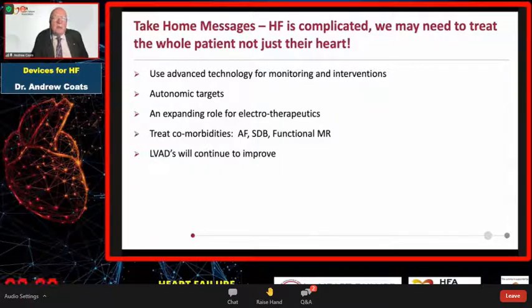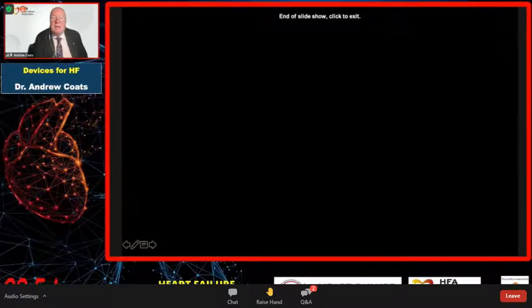So we have treatments for sleep apnea, we have treatments for baroreflex activation, blockade of sympathetic nervous system, which is non-cardiac, autonomic targets, an expanding role for electrotherapeutics, treating comorbidities such as sleep disordered breathing, functional MR, and of course, we will see further improvement, miniaturization, and better batteries for left ventricular assist devices. Happy to stop there and take any discussion or questions.